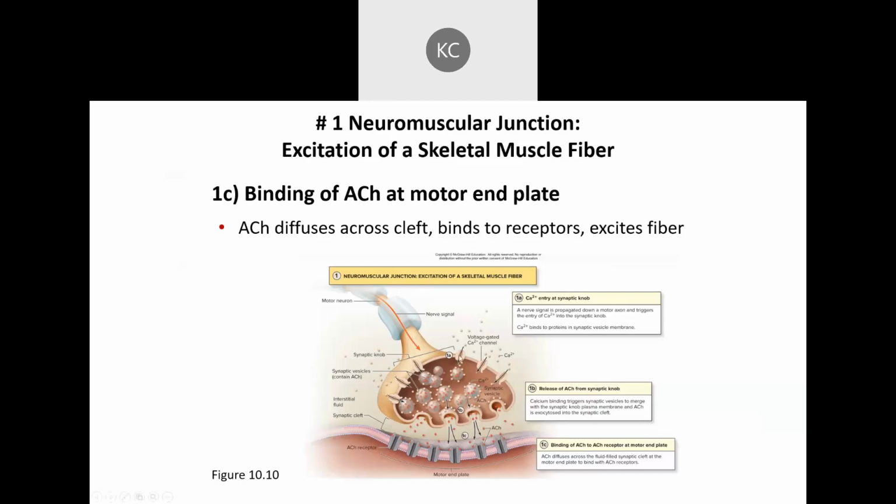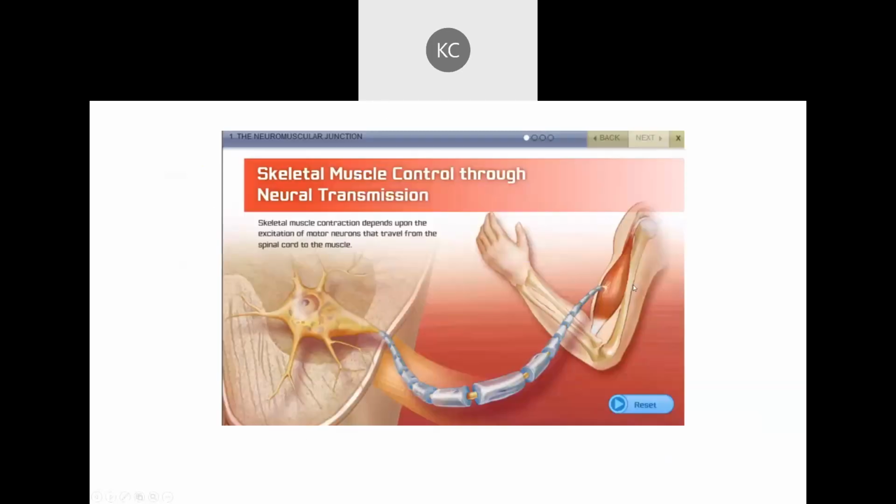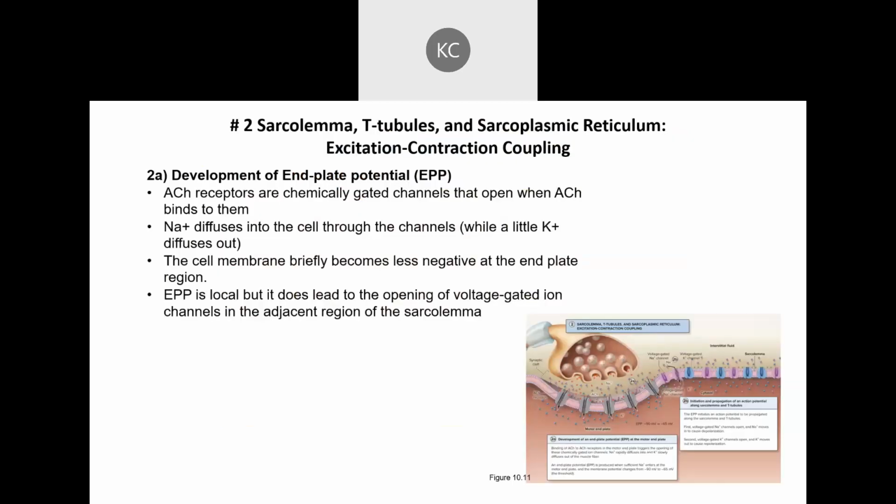So here you can see calcium rushing in, vesicles beginning to fuse and exocytose their neurotransmitter into the synaptic cleft, and the neurotransmitter binding to its ligand-gated receptor or ligand-gated channel, which opens and allows sodium to begin rushing in. If you have access to the slides, you can click this video and watch the impulse travel down the neuron to the muscle fiber. So once we have bound acetylcholine to our motor end plate, this is the neuron, this is the muscle fiber, and this region here is known as the motor end plate.